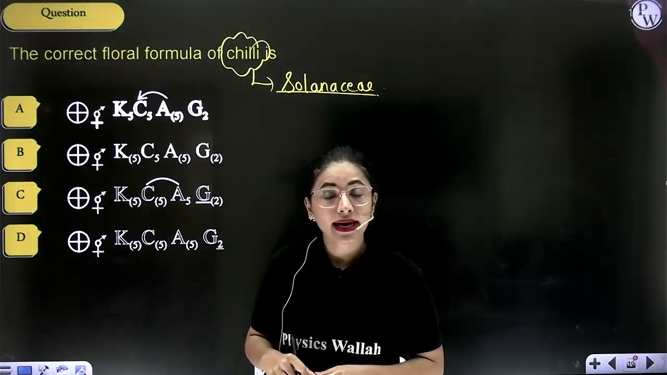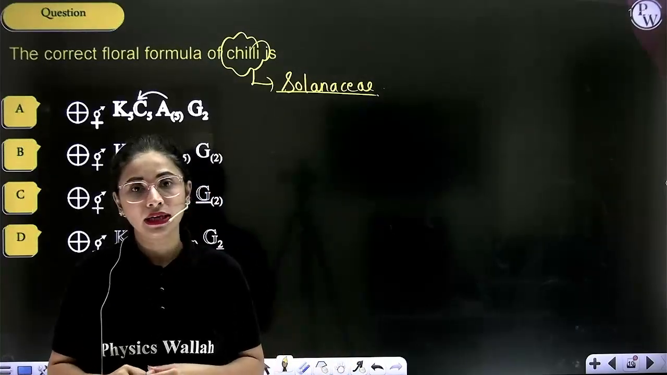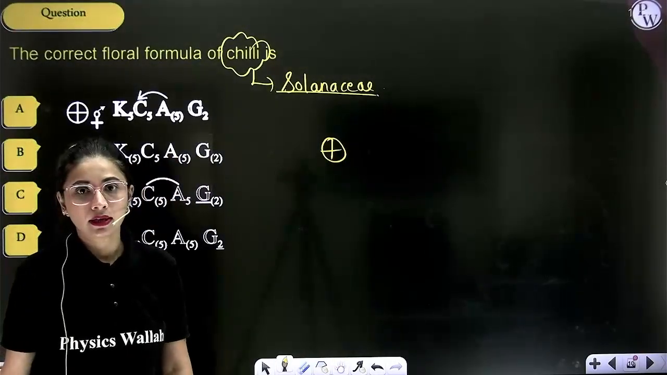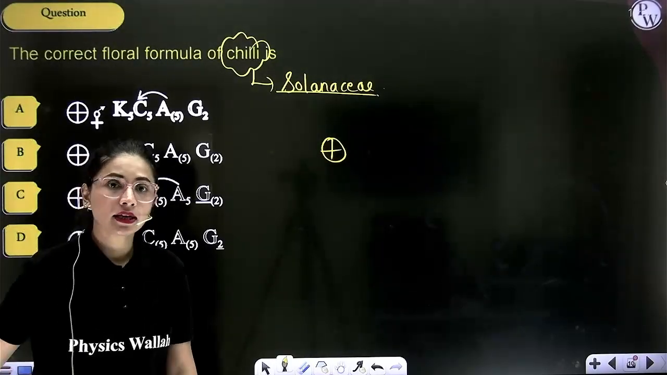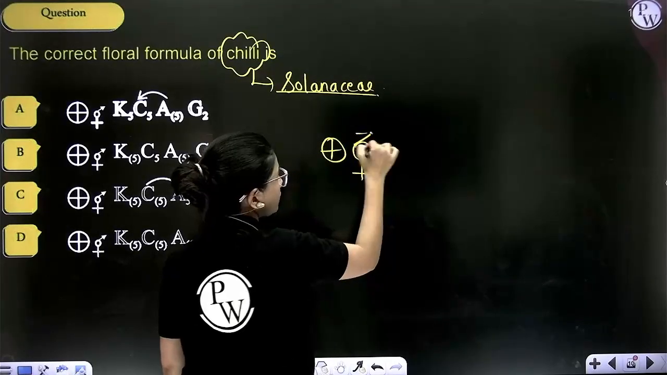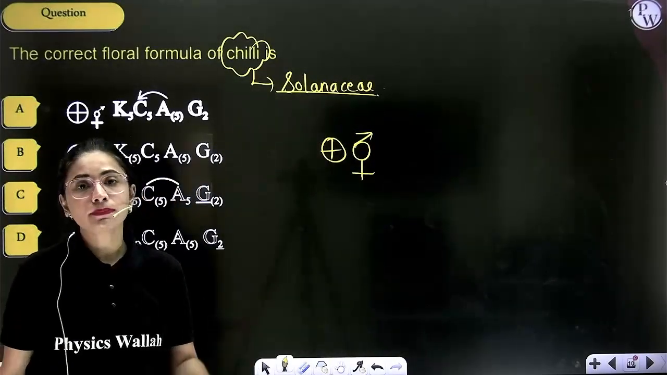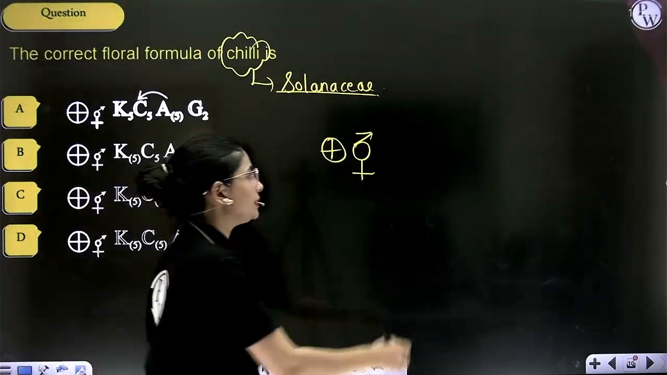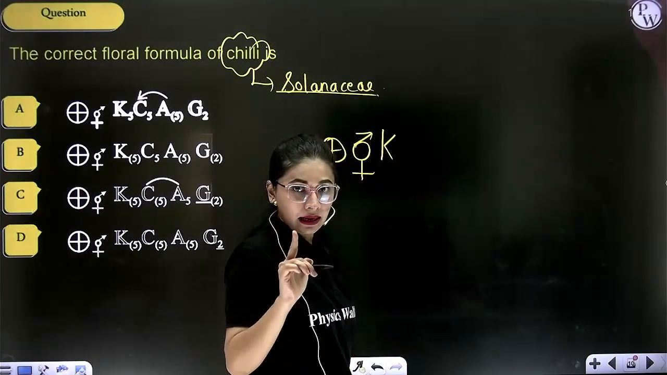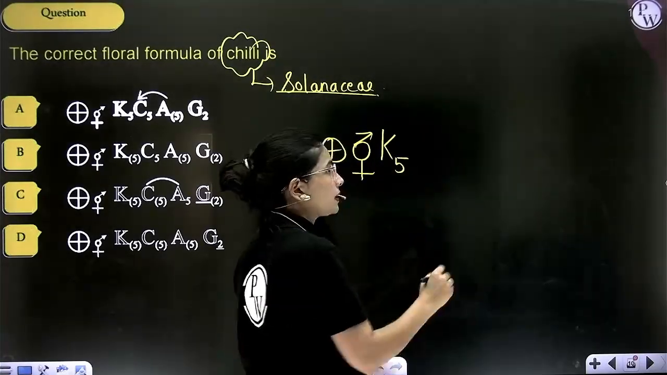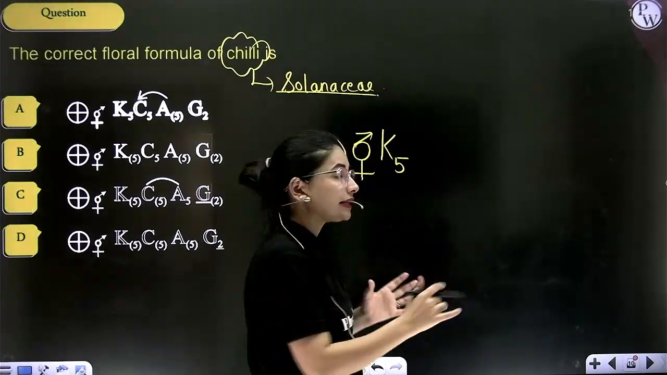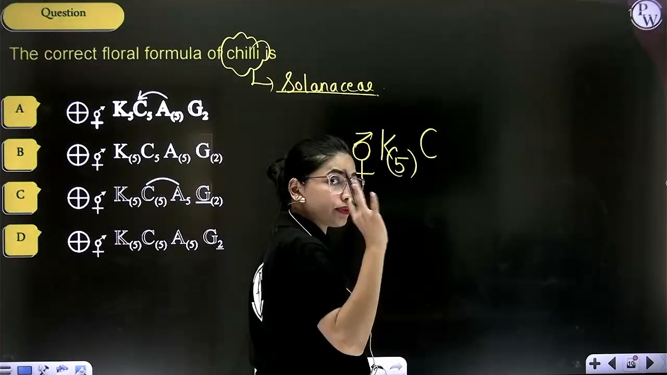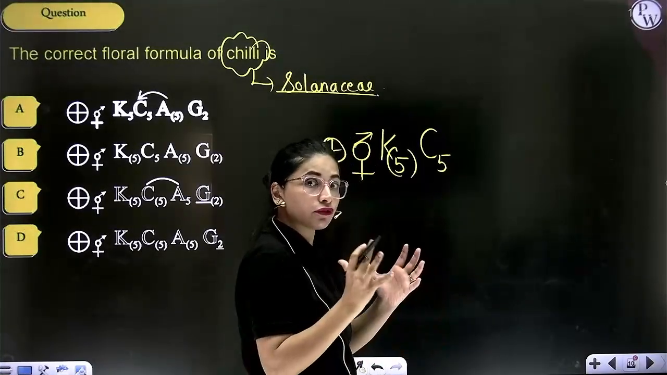Correct? Okay, so when you write the floral formula, the first thing you mention is about the symmetry. So Solanaceae show actinomorphy, which is radial symmetry. Then the second thing you mention is about the sexuality. So these are bisexual flowers, followed by the arrangement of their whorls from outer to inner. So the outermost whorl is calyx, represented by K. How many sepals are there? 5. Are they fused or free? So yes, they are gamosepalous. They are fused. Correct? Then comes the corolla. How many? 5 petals. Are they fused or free? Yes, they are fused. They are gamopetalous.